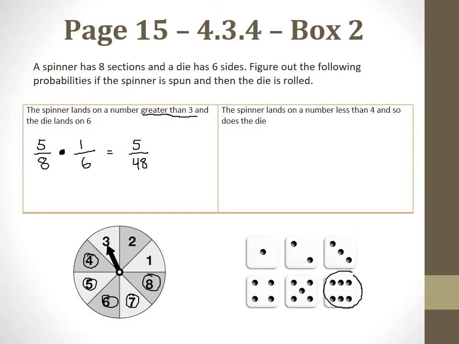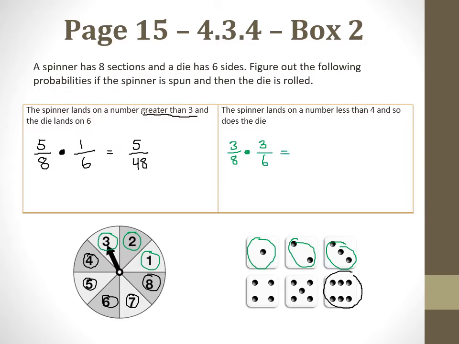Next one, the spinner lands on a number less than 4, and so does the die. So on the spinner, the less than 4 numbers are 3, 2, and 1. So that's 3 out of the 8 sides of the spinner. And then we're going to multiply that by the probability that the die lands on a number less than 4, AKA a 3, a 2, or a 1. So that would be 3 out of the 6 sides of the die.